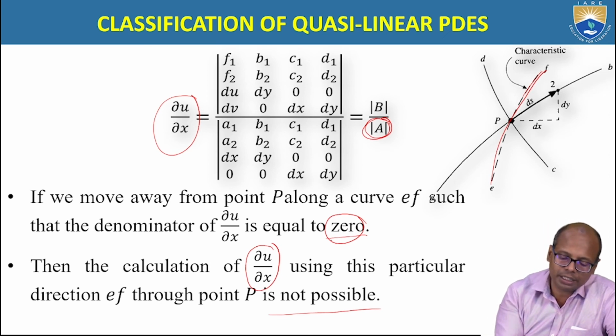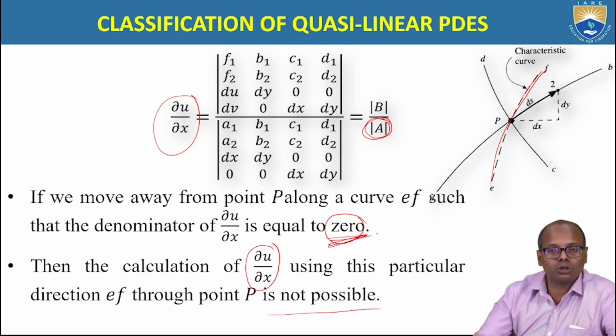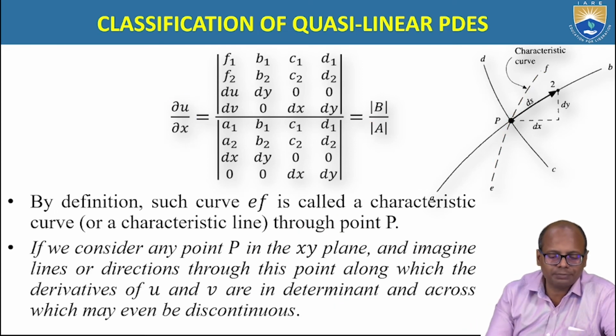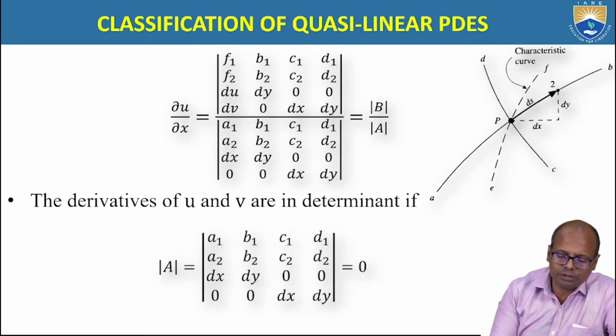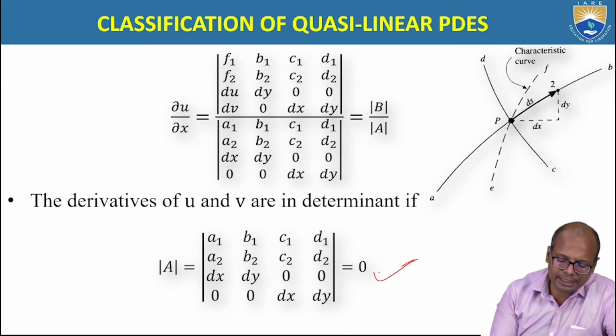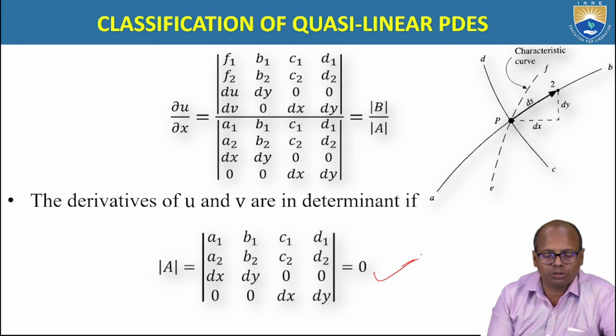The denominator is equal to 0. So now we are building on that point called the characteristic curve. We are imagining a characteristic curve and we are saying that the denominator, the determinant of A, is equal to 0. Now at what point the determinant will be equal to 0, that we have to find out.